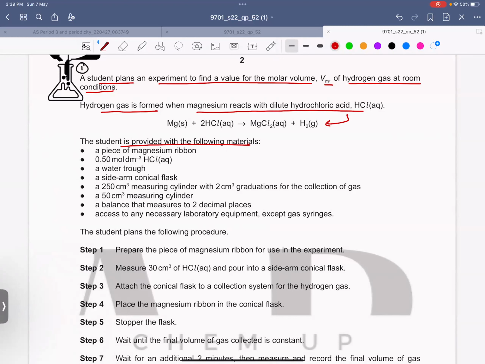These materials contain a piece of magnesium ribbon, 0.5 mole per dm cube hydrochloric acid, a water trough, a side arm conical flask, a 250 centimeter cube measuring cylinder with a 2 centimeter cube graduation for the collection of gas. So it means that it has a scale or units for each 2 centimeter cube, a 50 centimeter cube measuring cylinder, a balance that measures to 2 decimal places, and access to any necessary lab equipment except gas syringes. So you have to keep in mind you don't use gas syringes.